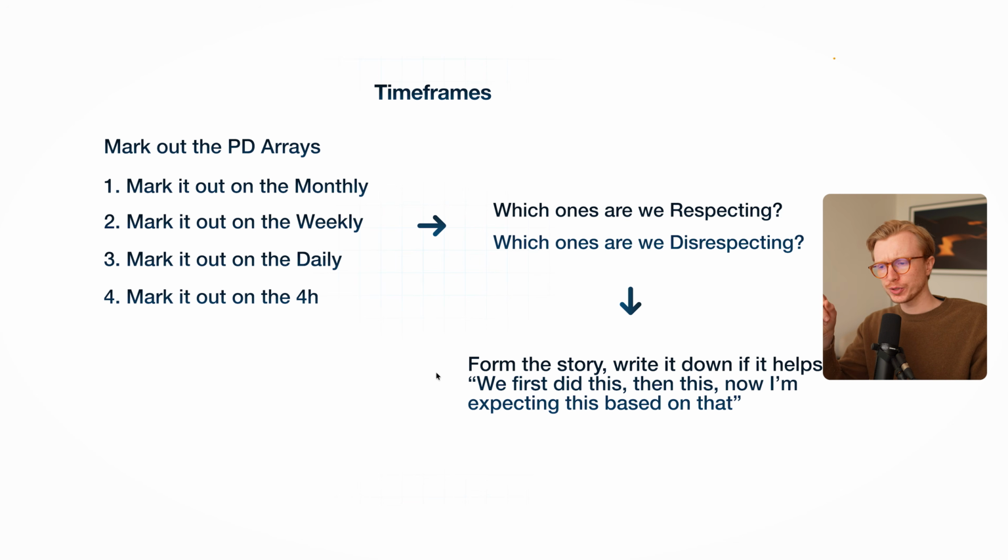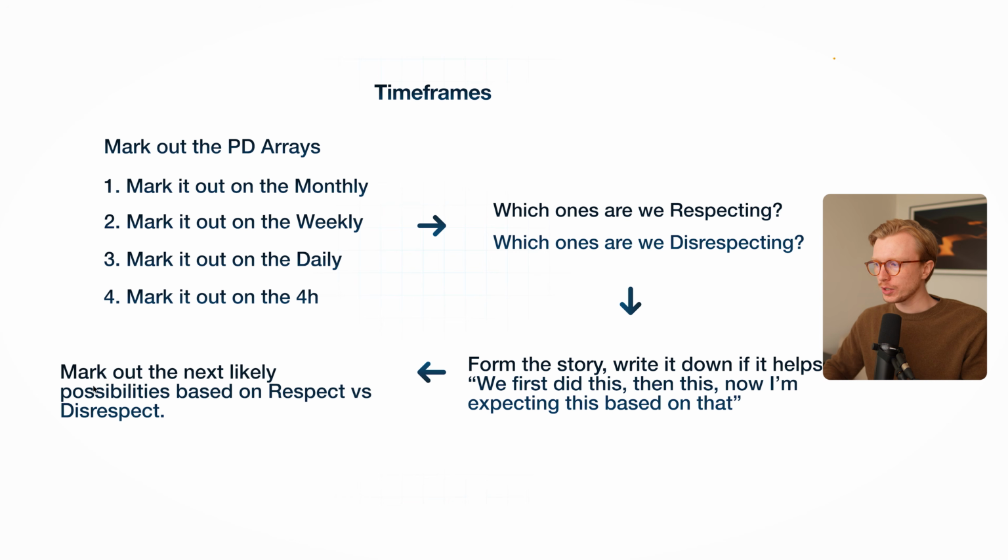Now, what is very important to understand, moving already on to the next step as well, when you are forming the story, it's never about, I want this to happen. It's never about, I need this to happen. So you can never fully sit here and say, this is exactly what's going to happen. No, it is all about marking out the next likely possibilities based on respect versus disrespect.